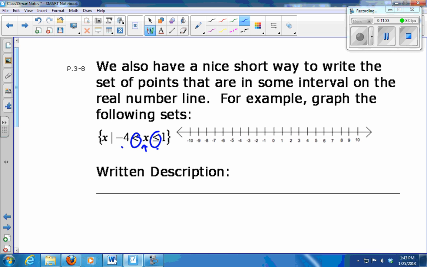So if I were to graph this, I would find -4. I'm going to put an open circle there because it doesn't include the -4. Then go to 1, put a closed circle because it includes the 1. And then this set is all the numbers in between. X is sandwiched between -4 and 1. So this is all the x's between -4 and 1. So it's just a graphical representation of what I wrote in the set builder notation.